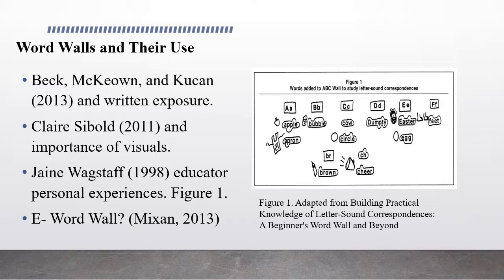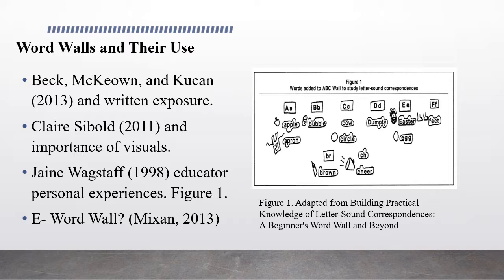So Jane Wagstaff is an educator who taught second grade first. She created her word wall based off patterns. So for example, if she had the pattern A, K, E, she would put words like make or lake beneath that pattern and then post that in a specific designated spot in her word wall. So when students referenced it, they knew which pattern to look at.